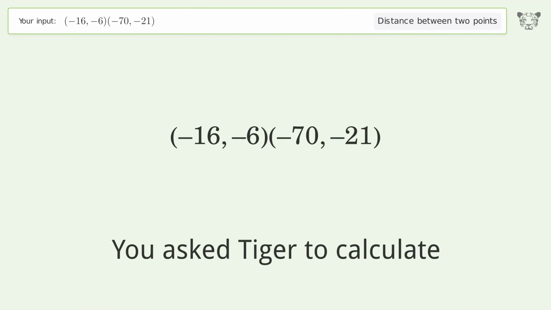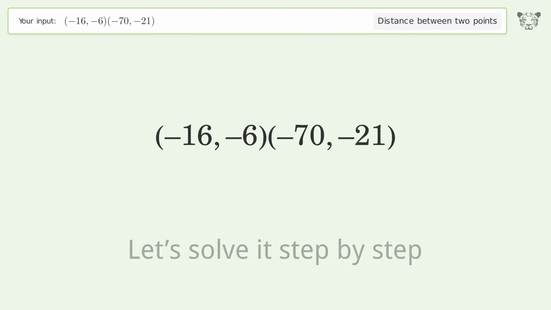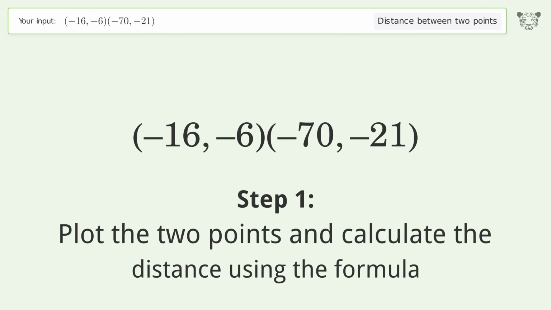You ask Tiger to calculate. This deals with the distance between 2 points. The distance between the 2 points is the square root of 3,141, or 56.045. Let's solve it step by step. Plot the 2 points and calculate the distance using the formula.